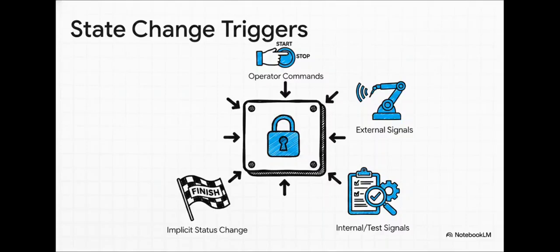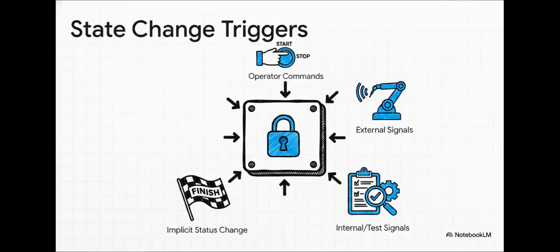So what exactly causes these states to change in the first place? Well, there are 4 main triggers to keep an eye on. You've got operator commands, like start or hold, external signals coming from other automated systems, internal signals from test modes, and implicit status changes, like when a sequence just naturally finishes.